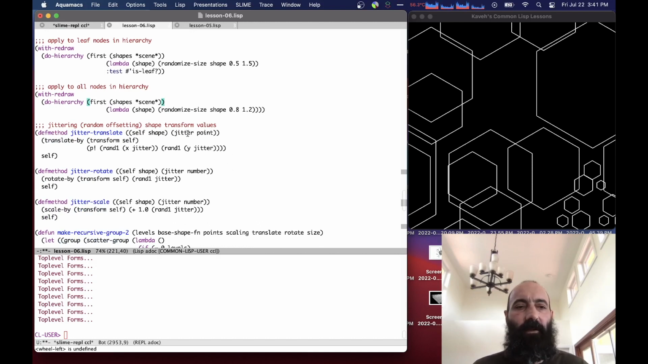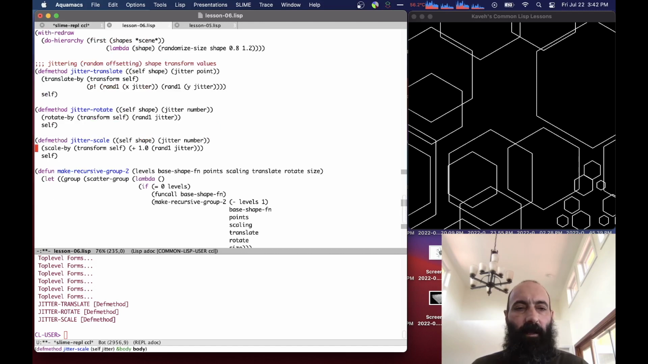randomizing not just the scale, but the translate and the rotate and the scale of our shapes, of a given shape. And we do it by jittering, and jittering is basically randomizing by a small value. So we say jitter translate, and it translates the existing transform by a random number between the jitter values between plus and minus x and y of the jitter. So this will basically slightly randomize the translate, rotate, and scale of a given shape.